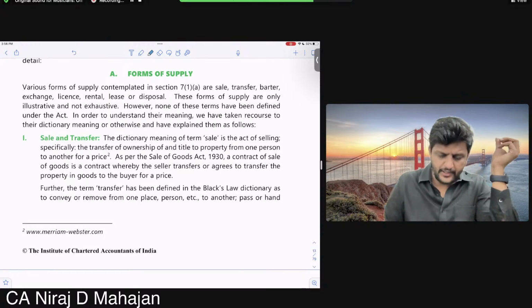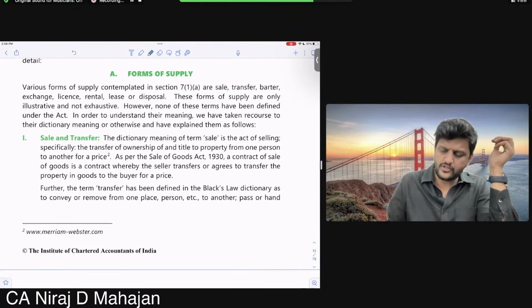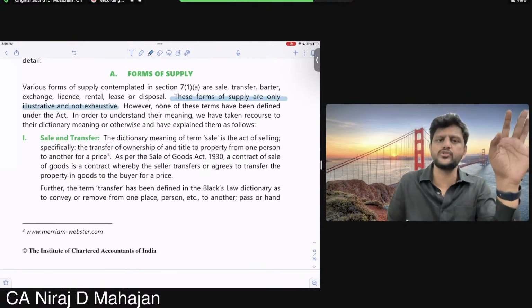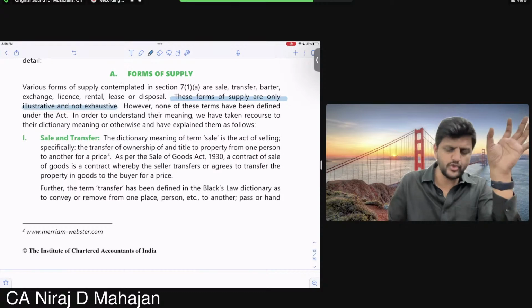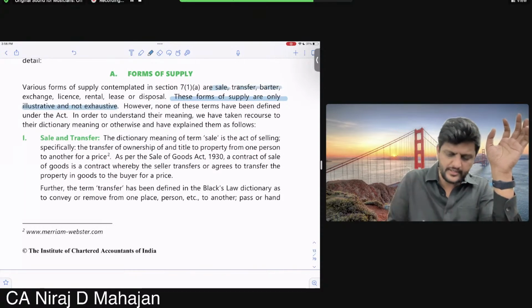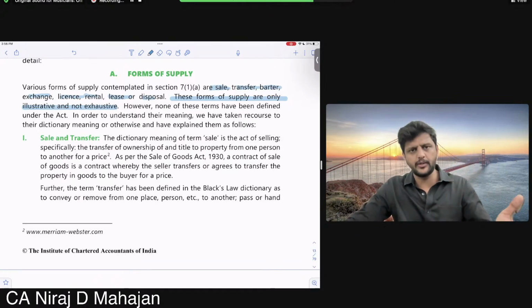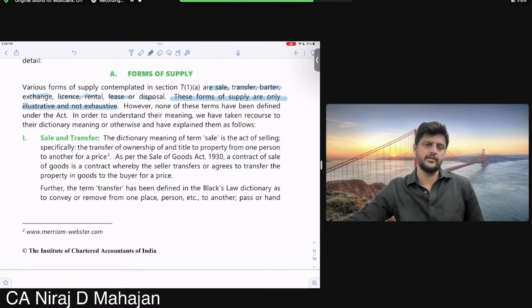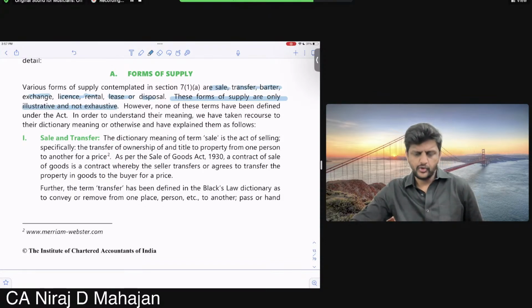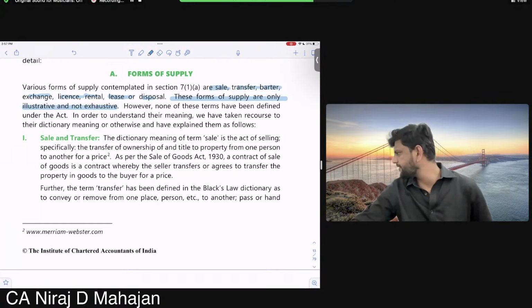These forms of supply are only illustrative and not exhaustive. It means that the story is not over. Just because they use the words sale, transfer, barter, exchange, license, rental, lease and disposal, apart from that other forms can also come as long as the meaning is similar. Okay? Check. So again what are they saying? These words are not defined. What is sale? What is transfer? What is barter? So take their dictionary meaning only.